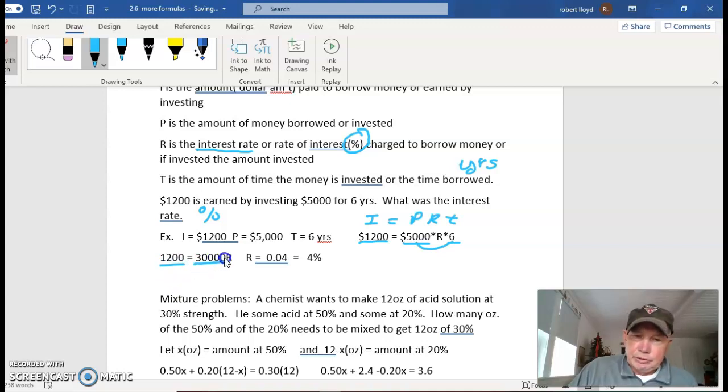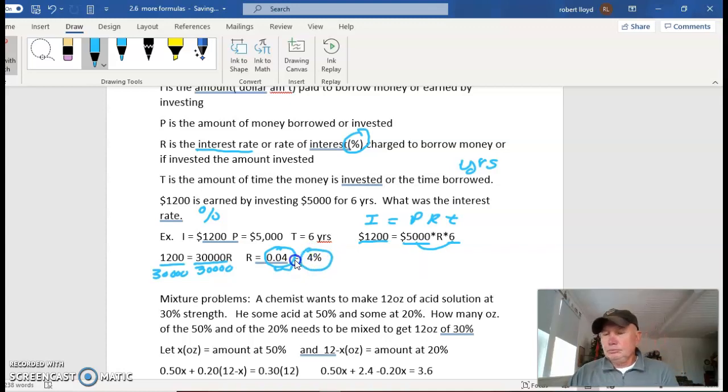So this is a multiplication. To get this R by itself, we have to divide both sides by the 30,000 and get 0.04. But that's a decimal, that's not a percent. So we have to move the decimal 2 places to the right and add the percent sign.